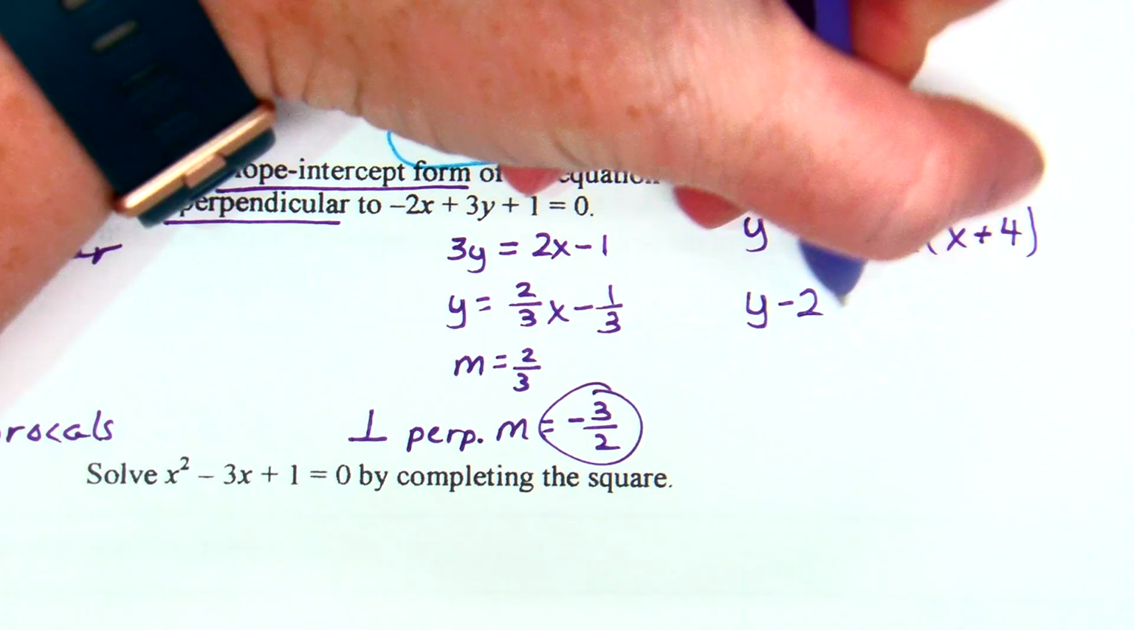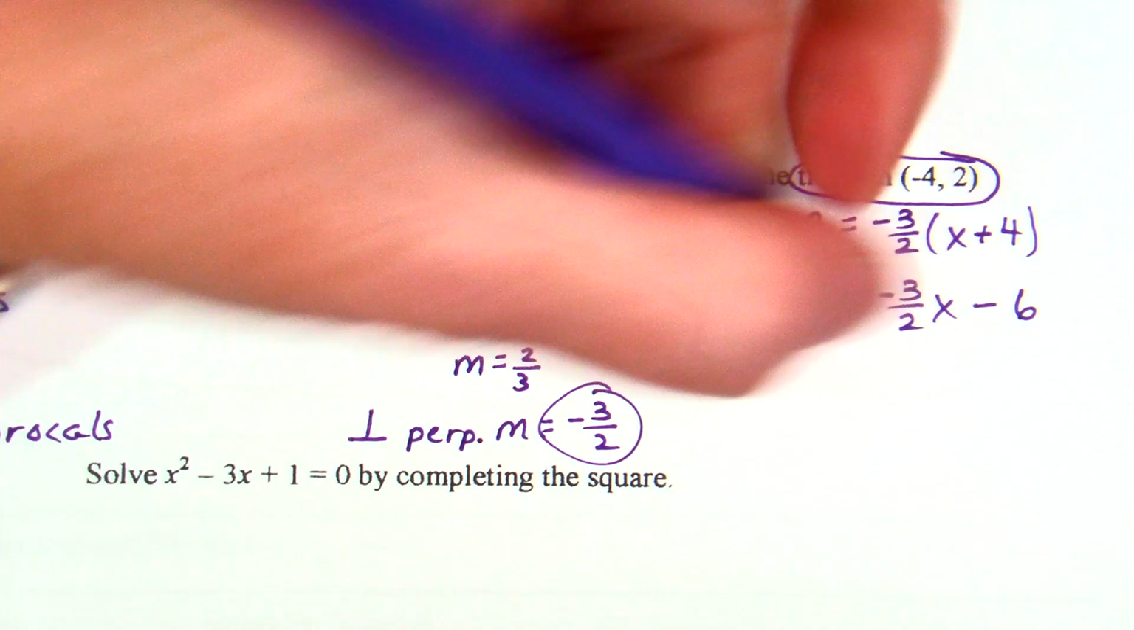I'm going to distribute. Y minus 2 is negative 3/2 x. Minus times plus is going to make it minus 3/2 times 4. 6. I cross-canceled the 2 and the 4 in my brain, and that became 3 times 2. Or 3 times 4 is 12, divide by 2. Add the 2 over, and y equals negative 3/2 x minus 4.